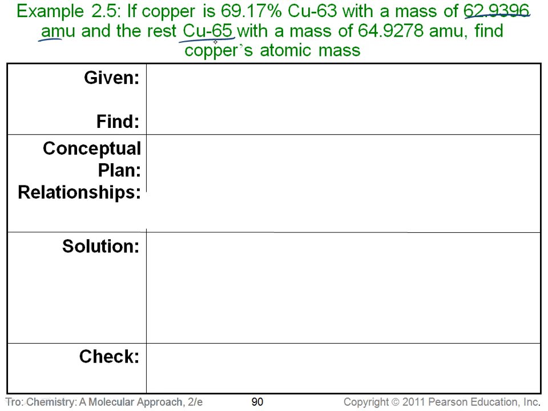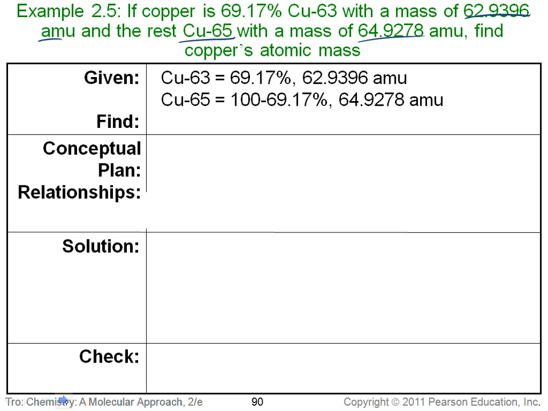For the rest, it's copper-65, and the mass of copper-65 is again a little less than 65 AMUs. But to 2 significant figures, like we were doing yesterday, that would be fine. And they want you to find copper's atomic mass. So what's given? Write that down. Now, they don't give us the percentage of copper-65, but since there's only 2 isotopes, when you subtract 69.17 from 100, that will give us the percent abundance of copper-65 in the environment.